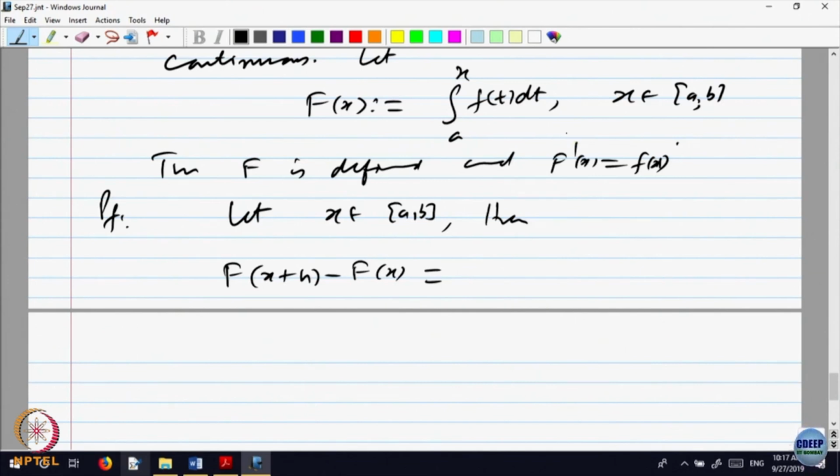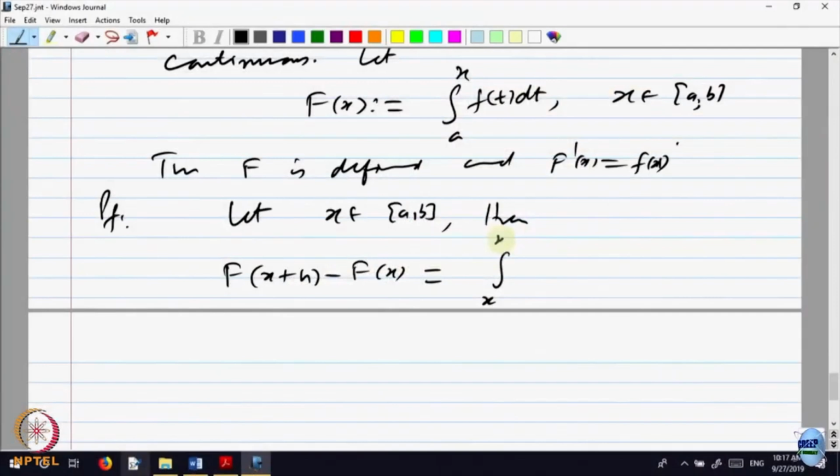I have not stated those properties of the integral, namely that the integral is additive over intervals: the integral from a to c plus the integral from c to b is the same as the integral from a to b. I should have stated that first, but let us use that for the time being. Namely, this is the integral from x to x plus h of f(t) dt.